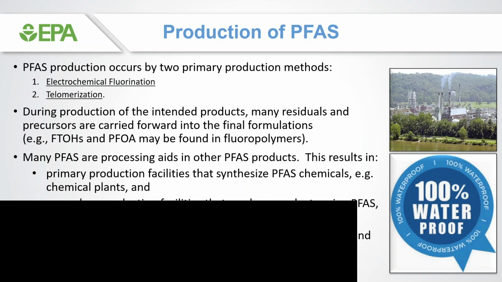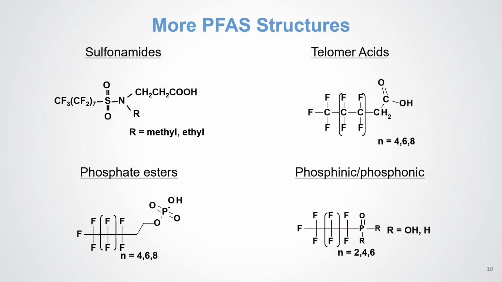A little bit on production. There are primarily two production methods: electrochemical fluorination and telomerization. I'll talk a little bit more in detail on why those are important in a minute. But during their production for their intended products, there are many residuals and other precursors or byproducts that can be formed.